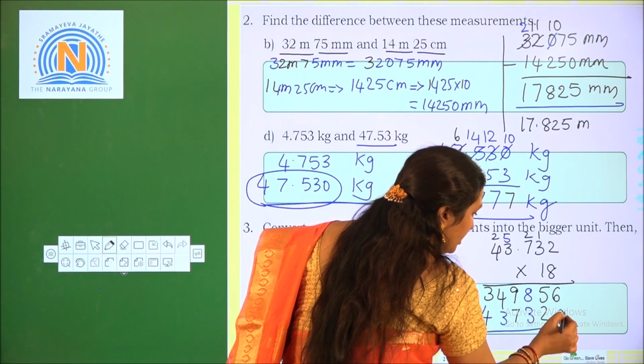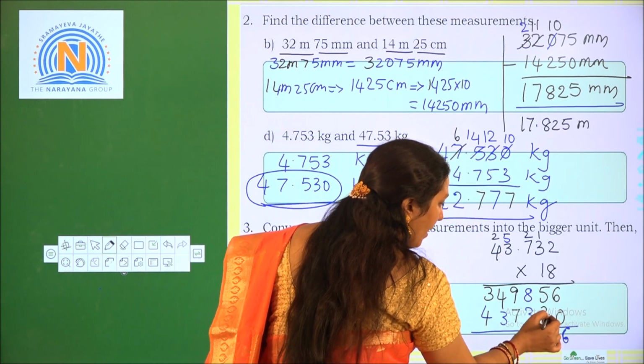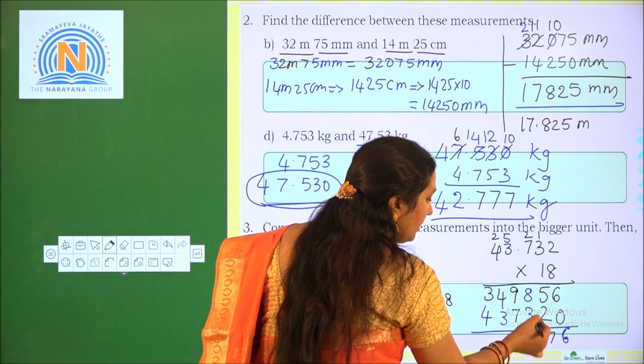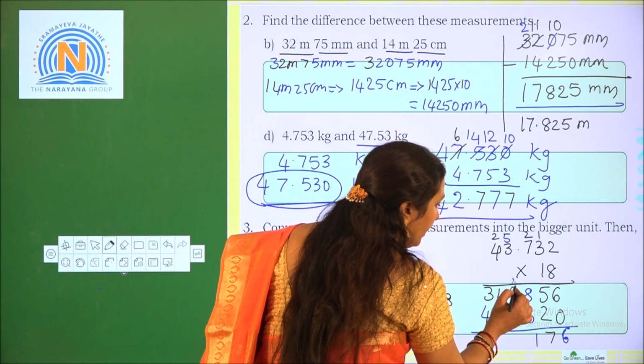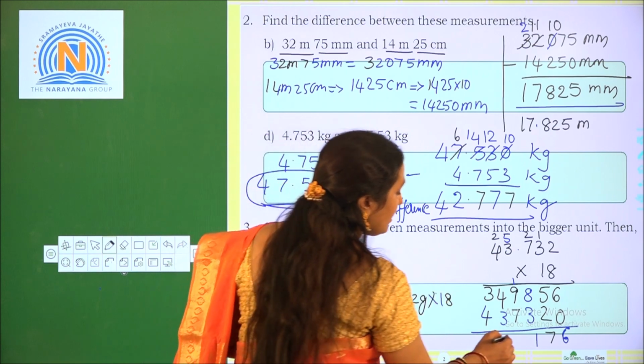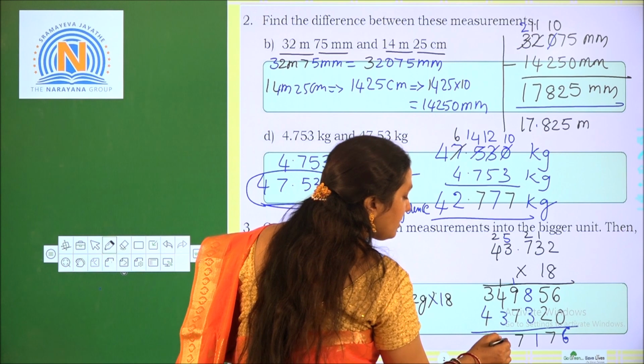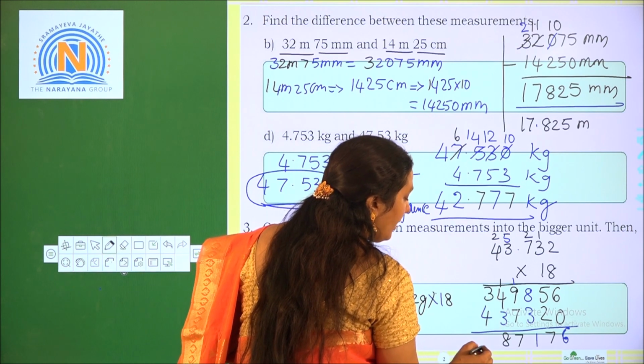Now add. 6 plus 0 is 6, 5 plus 2 is 7, 8 plus 3 is 11, 1 regroup it. 1 plus 9 is 10, 10 plus 7 is 17, 1 regroup it. 1 plus 4 is 5, 5 plus 3 is 8, 3 plus 4 is 7.